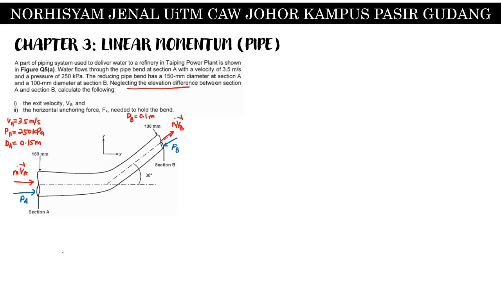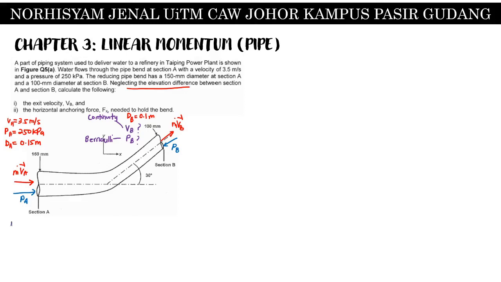Okay. Now the first thing that we need to do is to find out the important parts in the study. First, we know VA over here, PA and DA. However, on part B or section B, we only know DB, so we need to find what is VB and also what is PB. To find VB, we use continuity equation. To find PB, we use Bernoulli equation. In order for us to use Bernoulli equation, first we need to find VB also.